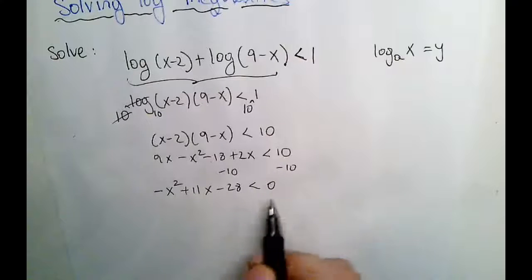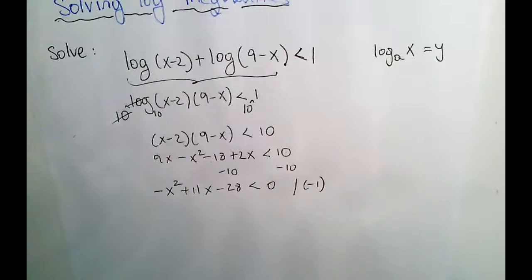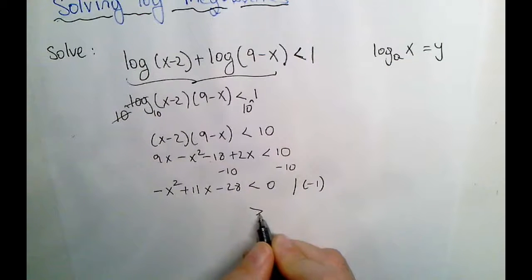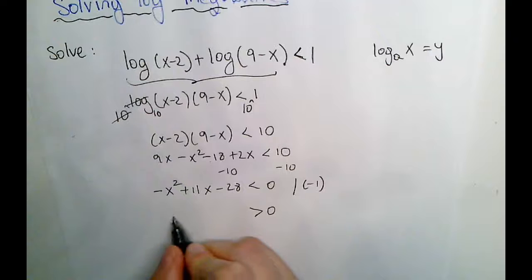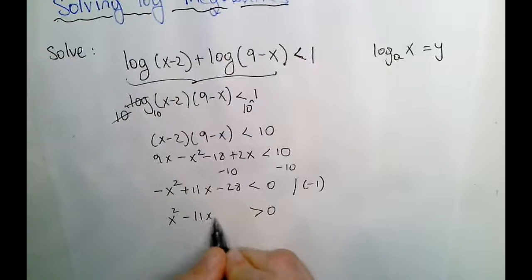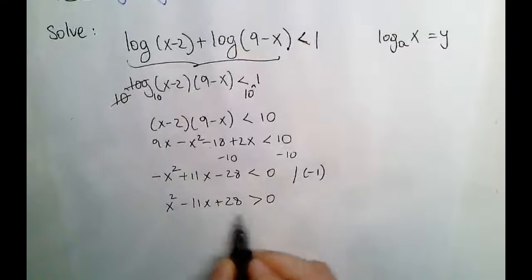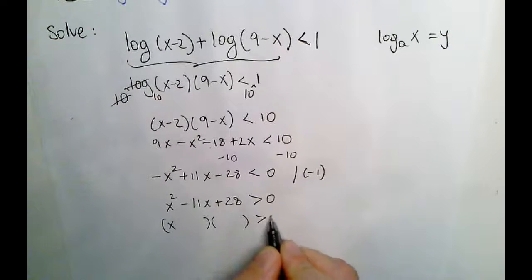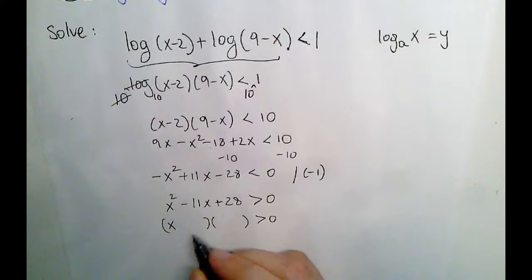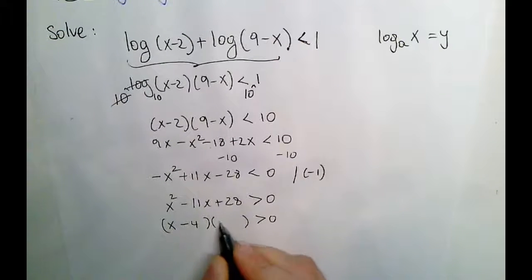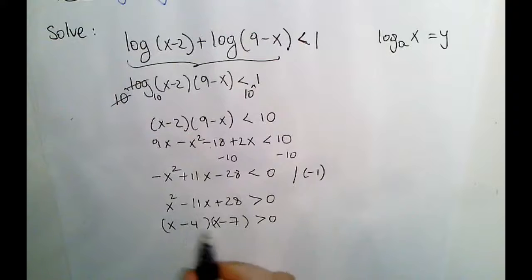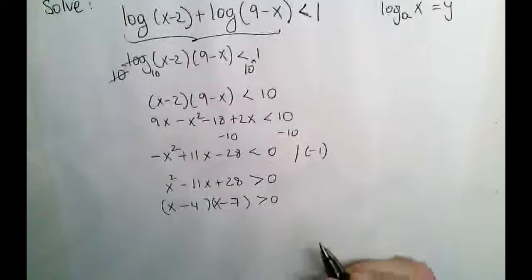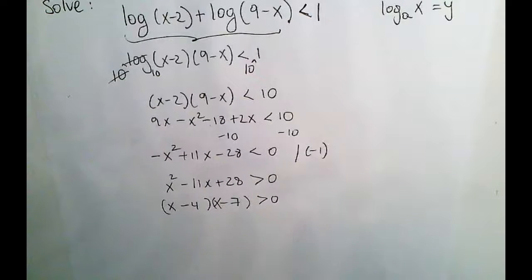So I can multiply by negative 1, and keep in mind that the inequality sign is going to change, so it's going to be greater than 0. And by negative 1, I'll have x squared minus 11x plus 28. Now I can factor this quadratic. What numbers multiplied together give me 28 and added together give me negative 11? It's going to be negative 4 and negative 7. Right, negative 4 times negative 7 is 28, and negative 4 plus negative 7 is negative 11. So now I just have to solve this inequality.